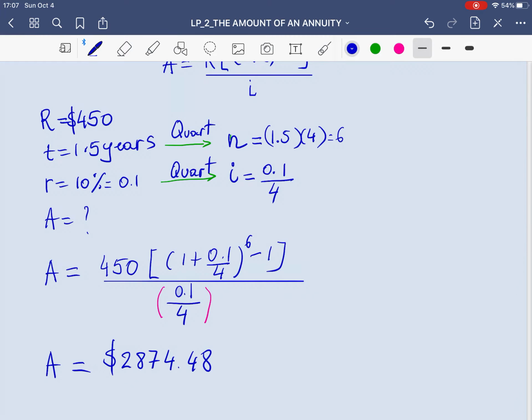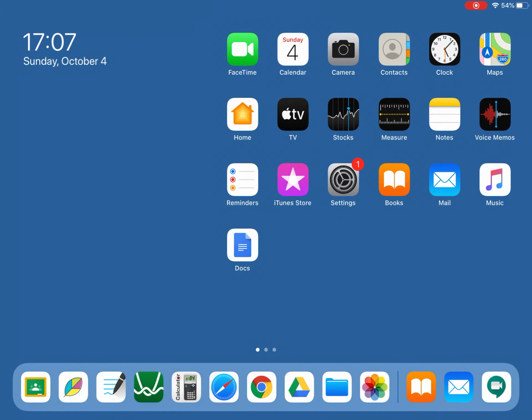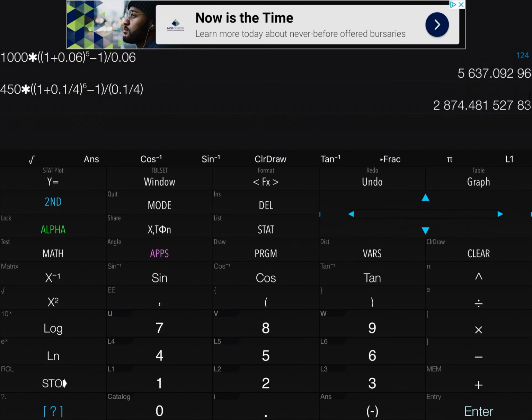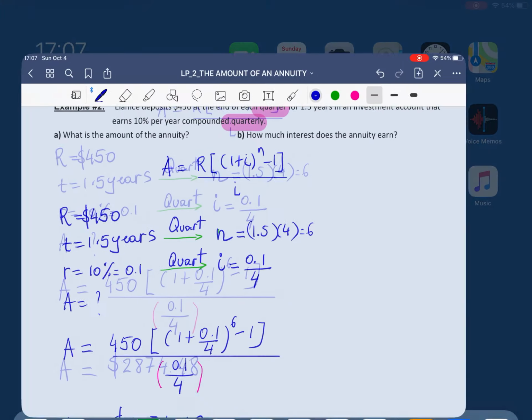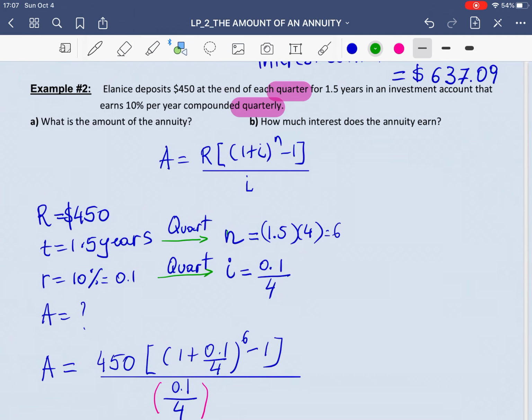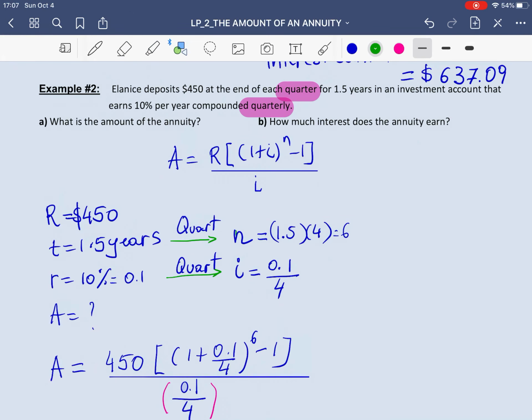If I remember it correctly. Okay, so 2,874.48, that is correct. Okay, perfect. So this is the amount of money that Alanis made. Okay. Now, how much money did Alanis invest? And how much interest did she earn? So that's what we are about to find, how much interest Alanis earned from this investment.